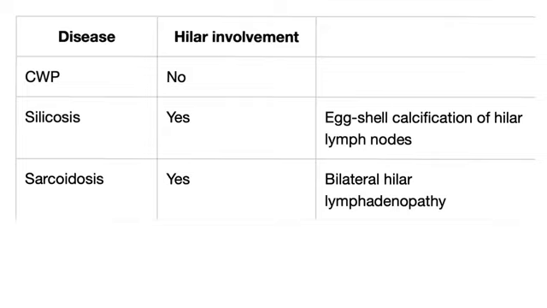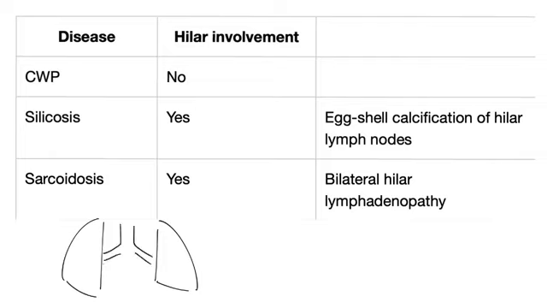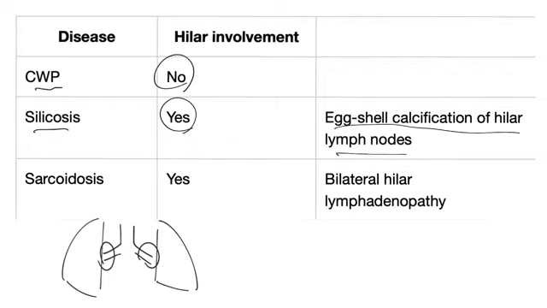Does this disease involve the hilum? The hilum is an entry to any organ or an exit. It depends on how you look at it. So when your bronchi are entering the lung, this is called the hilum. Coal worker pneumoconiosis has no hilar involvement. Silicosis does have hilar involvement. Describe it. Eggshell calcification of hilar lymph nodes. These are rocks, man. Of course, it's gonna be eggshell calcification. Sarcoidosis, yep, there is hilar involvement, and it's bilateral hilar lymphadenopathy, usually in a female.